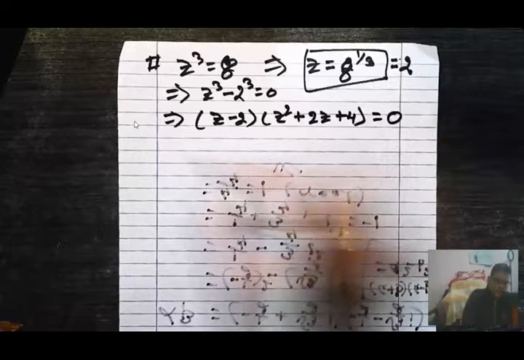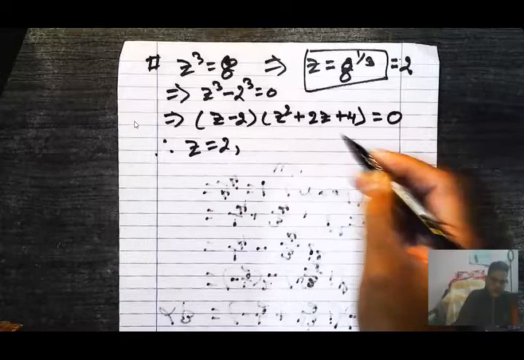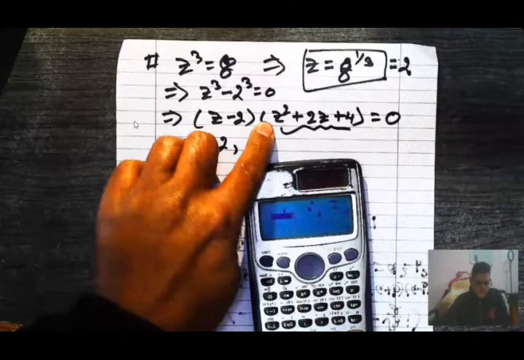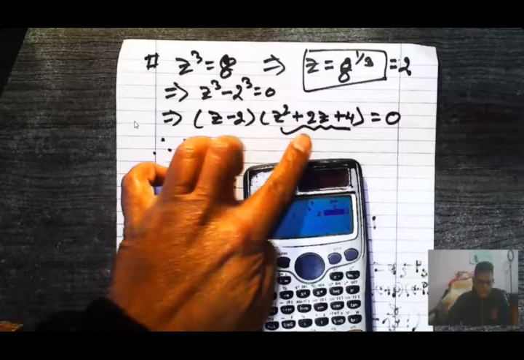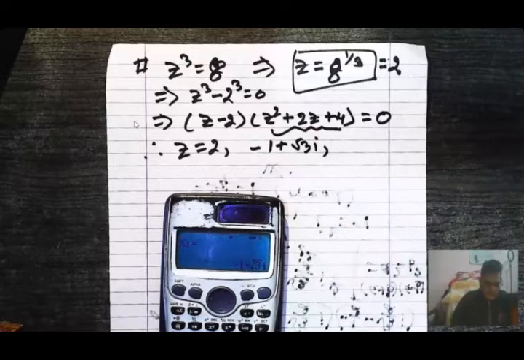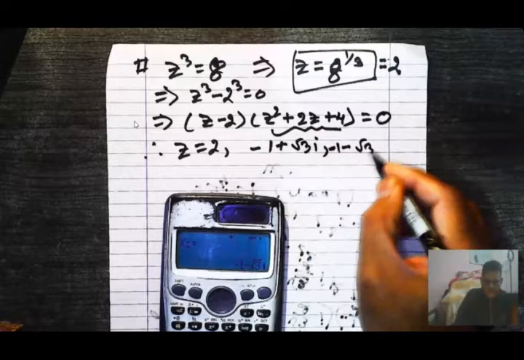So therefore z equals 2, and if you want to find the value of z for this quadratic equation, you go to the calculator again. In the calculator, just put the coefficients of these values, 1 equal, 2 equal, and then 4 equal. Then one value is minus 1 plus under root 3i, and another value that I got is minus 1 minus under root 3i. So in this case also you saw that the complex roots are in pair, and they are conjugate to each other.